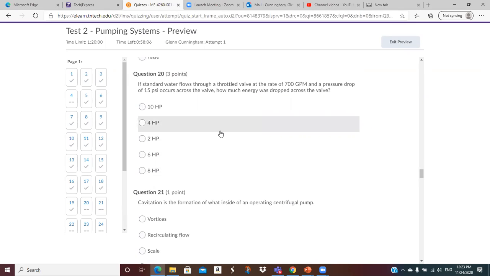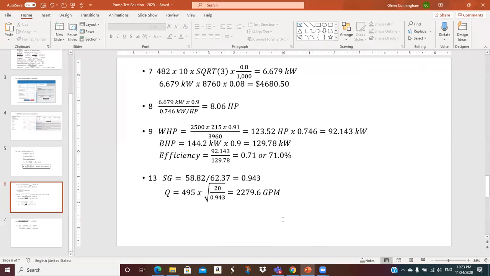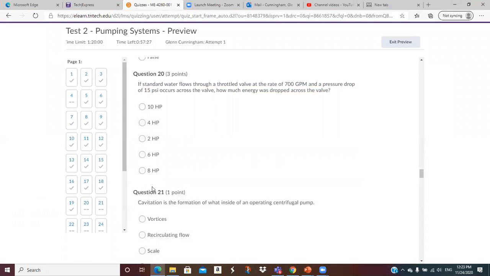20. If standard water flows through a throttled valve at the rate of 700 GPM and a pressure drop of 15 PSI occurs across the valve, how much energy was dropped across the valve? Very simple. 700 GPM, 15 PSI converted to feet of head, standard water, specific gravity is 1, divided by 3960. That's the amount of energy dropped across the valve, 6.125 horsepower. 6.1, so that'll be this one.